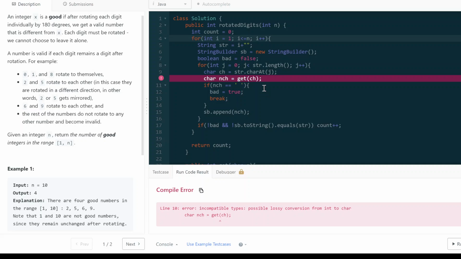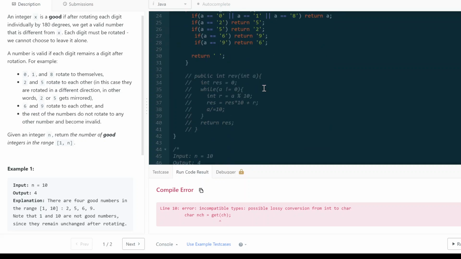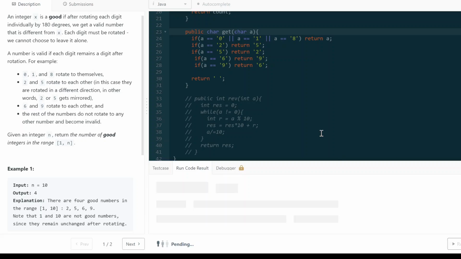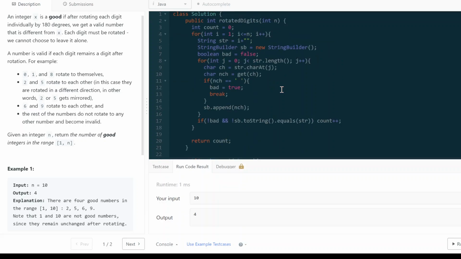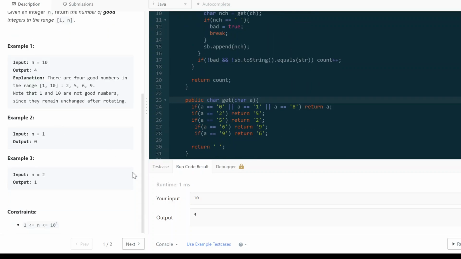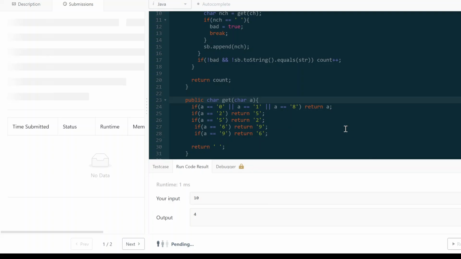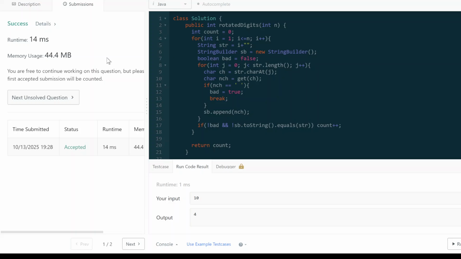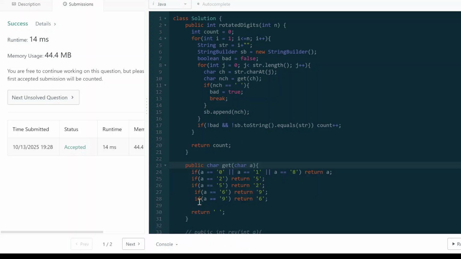Okay, here I have to change the return type also. That's why it was failing. Okay, I'm getting 4 now, and that's good. Let's try submitting. I'm tired actually. Okay, we are able to submit.